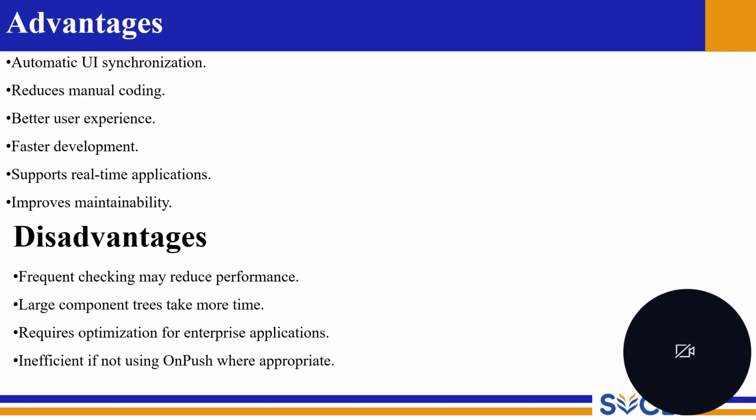The final one is inefficiency from not using OnPush where appropriate. The default strategy checks every component even when many components have not changed. This can result in unnecessary processing and reduce the performance. Using the OnPush strategy allows Angular to check only the components whose input data has changed. For example, in a news application, if only one article is updated, OnPush re-renders only that article instead of checking the entire page.